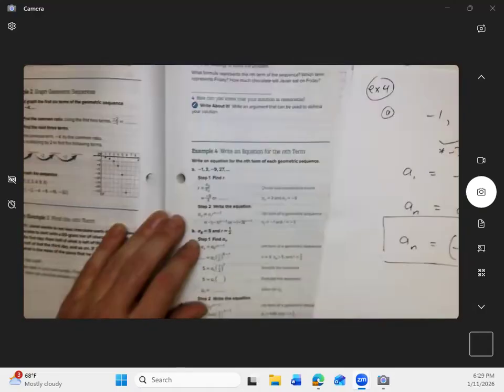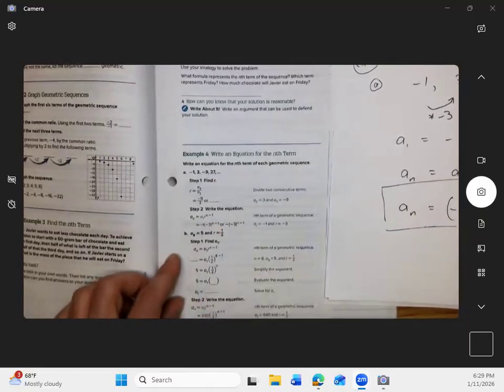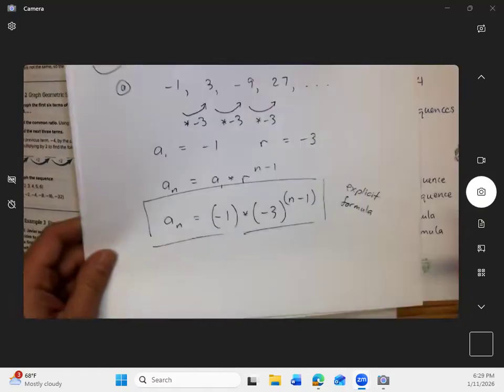This is my explicit formula. Did your book just go explicit? Well, it kind of did that here.